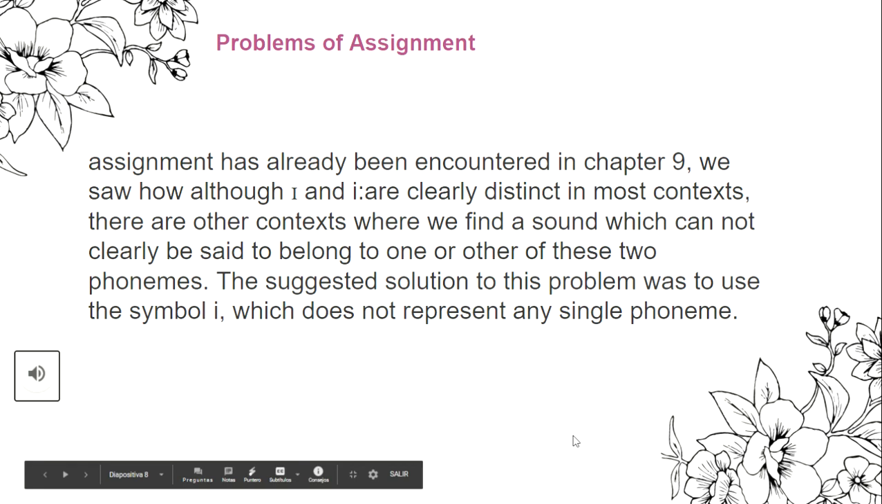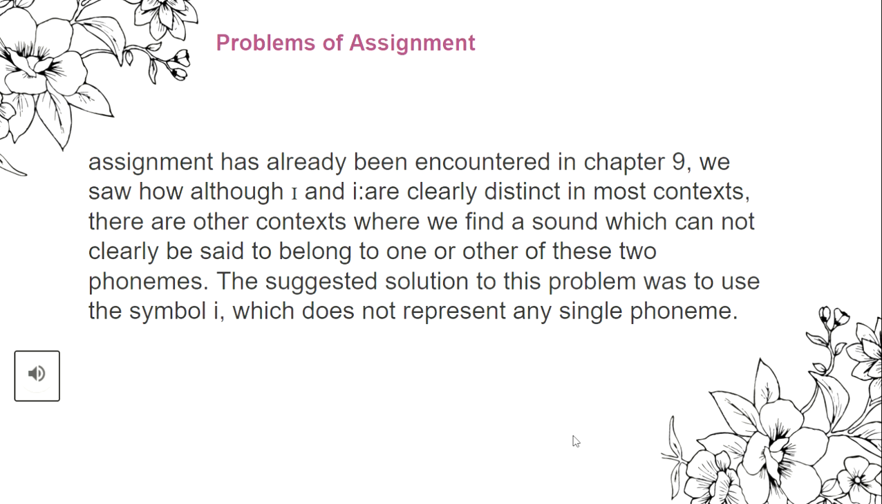Okay, let's continue with the problem of assignment. Assignment has already been encountered. We saw how, although e and i are clearly distinct in most contexts, there are other contexts where we find a sound which cannot clearly be said to belong to one or other of these two phonemes.